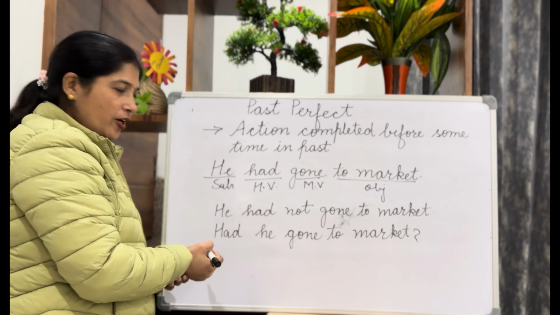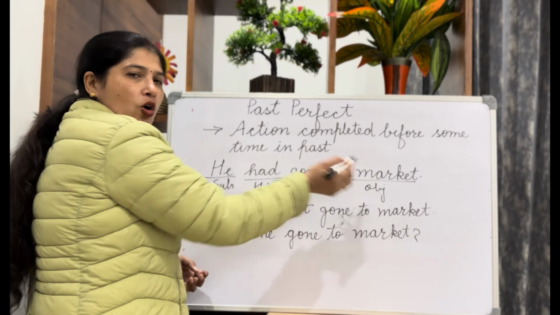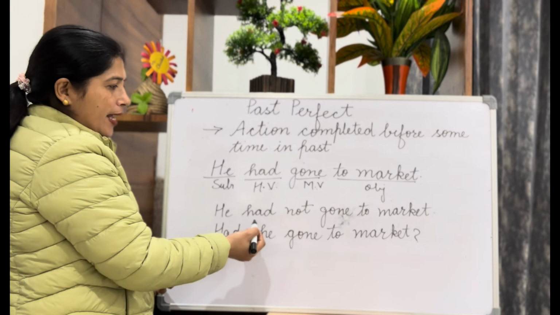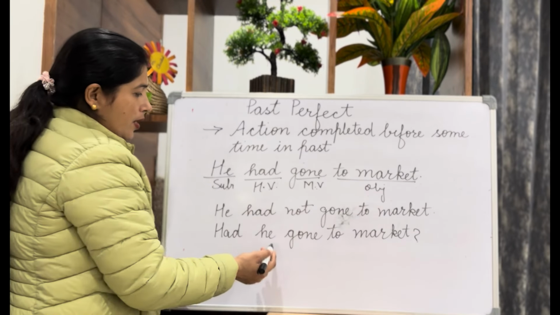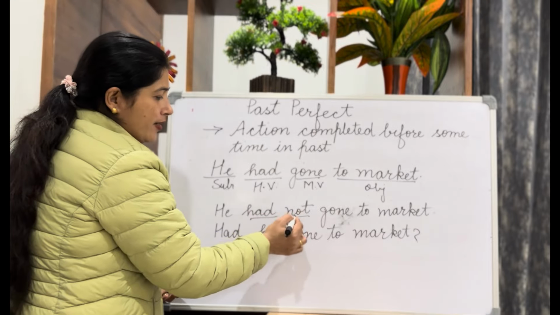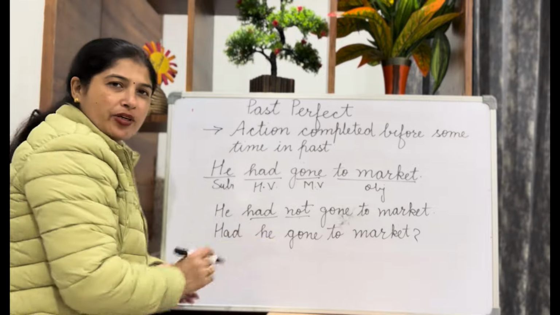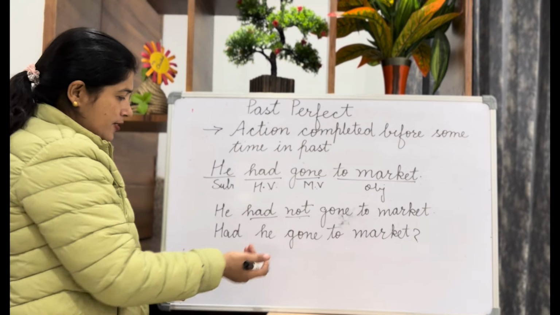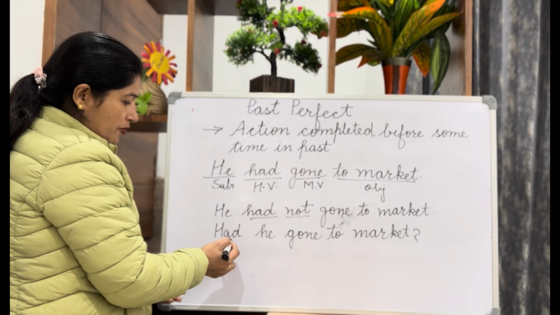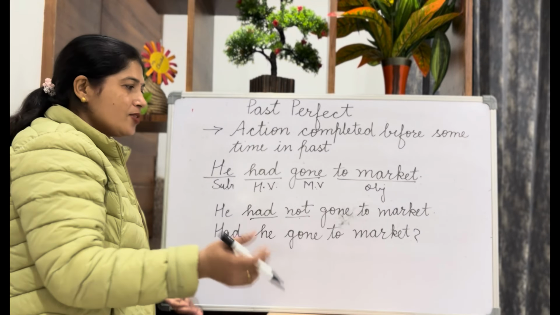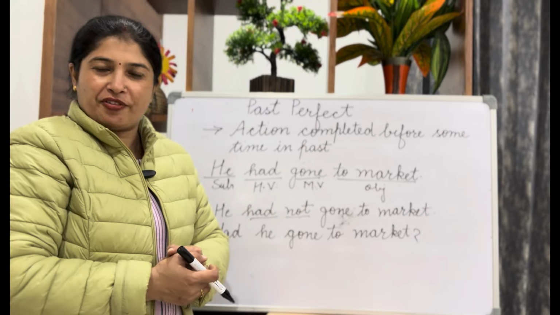If you see the sentence structure, there is subject, helping verb, main verb, and object. If we see the negative sentence of this, it will be he had not gone to market. After helping verb, we have added not. So this will be the negative of this sentence. Then if we talk about the interrogative sentence, then had he gone to market? Simply we have put this helping verb in the beginning of the sentence, and this will be the question of this. So this is all about the past perfect tense.